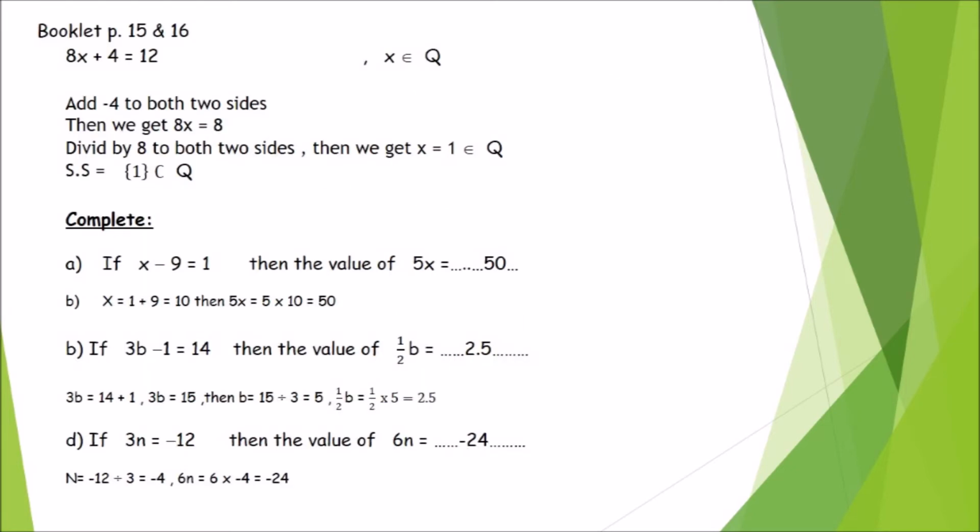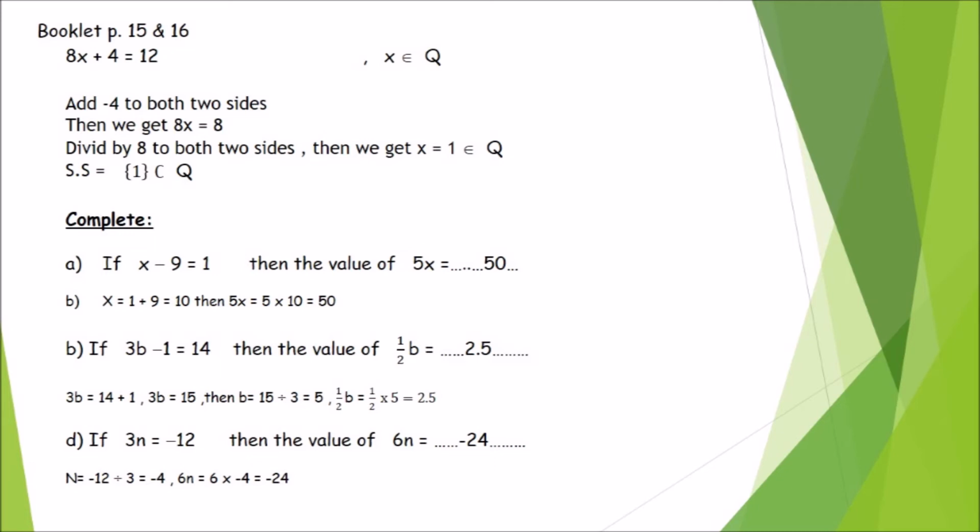Let's solve booklet page 15. In this example, 8x plus 4 equals 12, and x belongs to Q. We will add negative 4 to both sides. Then we get 8x equals 8. Divide by 8 on both sides. Then we get x equals 1. And 1 belongs to Q. So the solution set equals the set of 1, and this is a subset of Q.